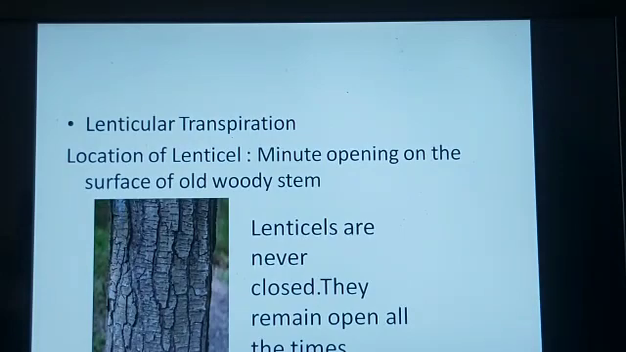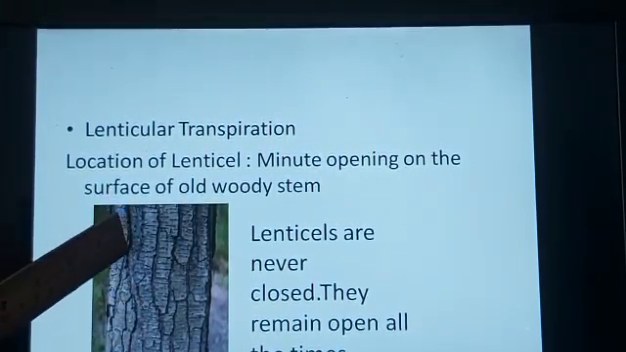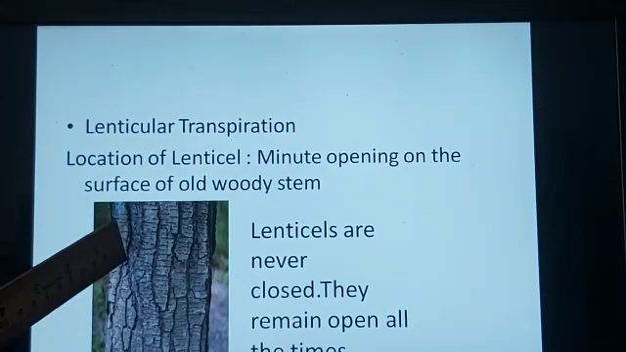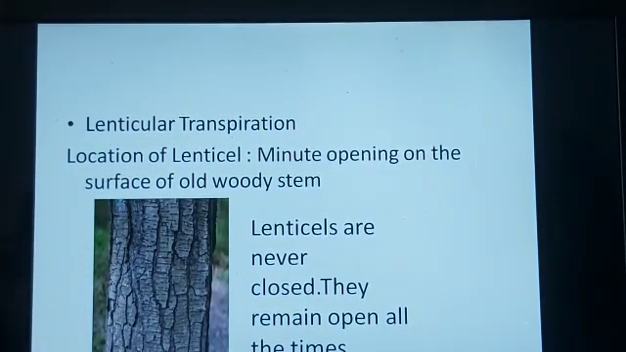Next is lenticular transpiration. What is a lenticel? This is the bark of the tree. Now, on the bark of the tree, there are minute openings present on the surface of the old woody stem. These openings are called lenticels.